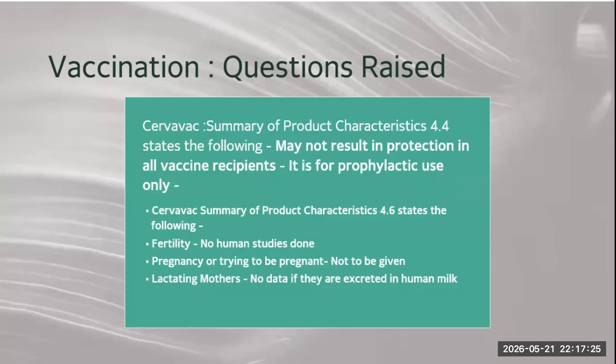Indian-made Cervarix has problems. No carcinogenicity data, no mutagenicity data, no fertility studies have been done, and no studies on pregnant or lactating mothers. Even for Gardasil 4 and 9, they don't have the data for carcinogenicity or mutagenicity. So all these are problems, and as doctors, we should be very well aware of them.